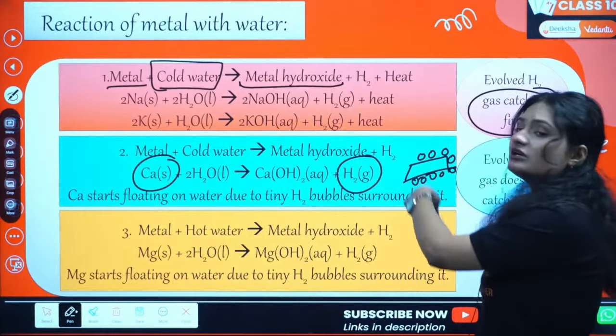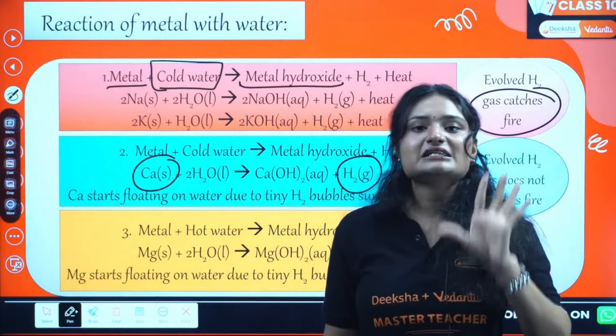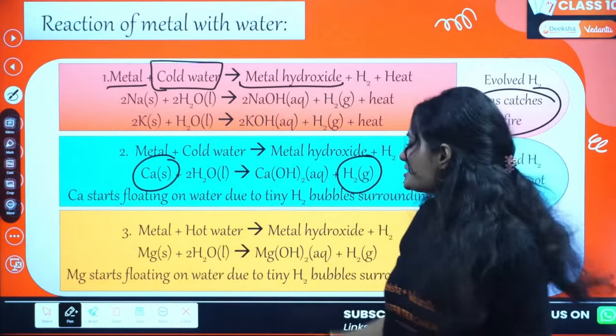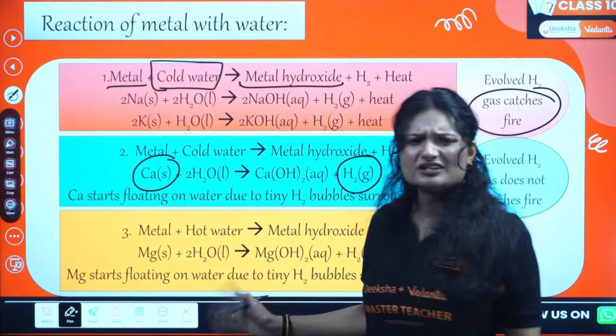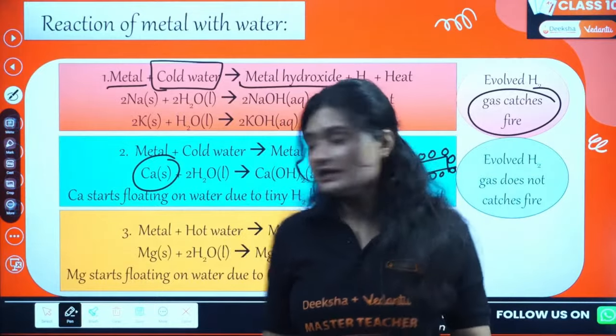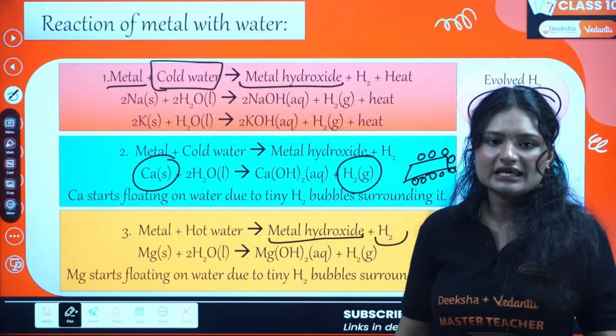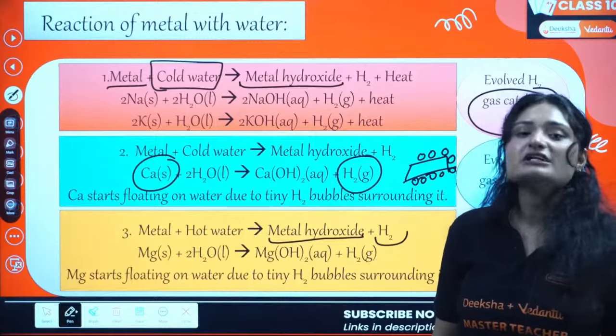Okay, plus the evolved hydrogen gas does not catch fire because the reaction is not that explosive. Next is metal reacts with hot water. How do metals react with hot water? When metals react with hot water, again we get metal hydroxide plus hydrogen gas evolved. Again this hydrogen gas will not catch fire.